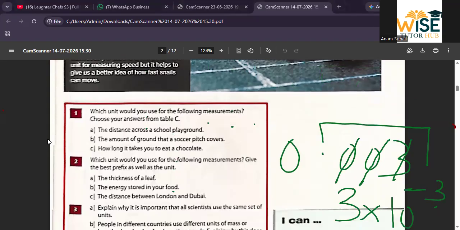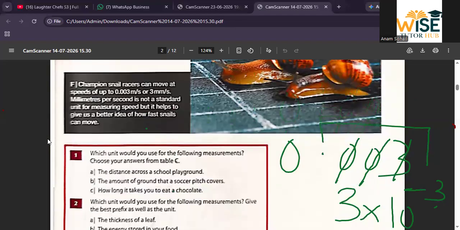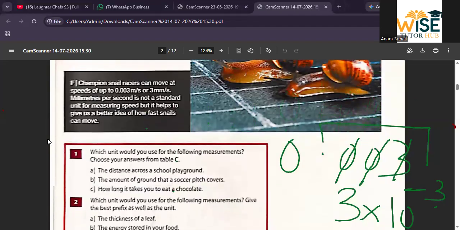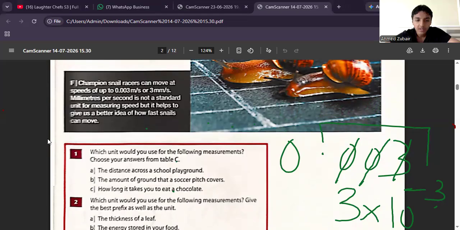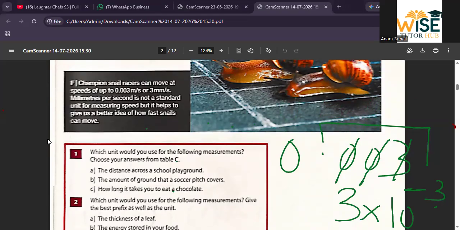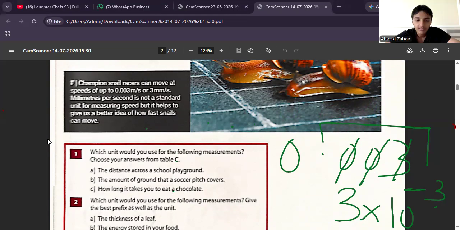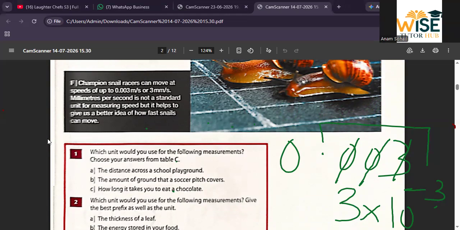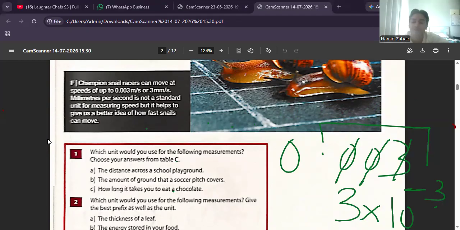Now these are the questions. Which unit would you use for the following measurement? Choose your answer from table C. First, the distance across a school playground. Meters. The amount of ground that a soccer pitch covers. Meters. When we are taking the amount of ground, we will include length as well as width, so meter square. Very good. It would be the area.